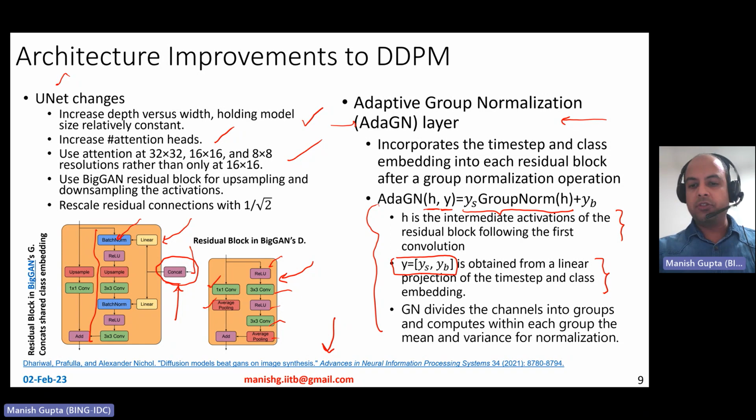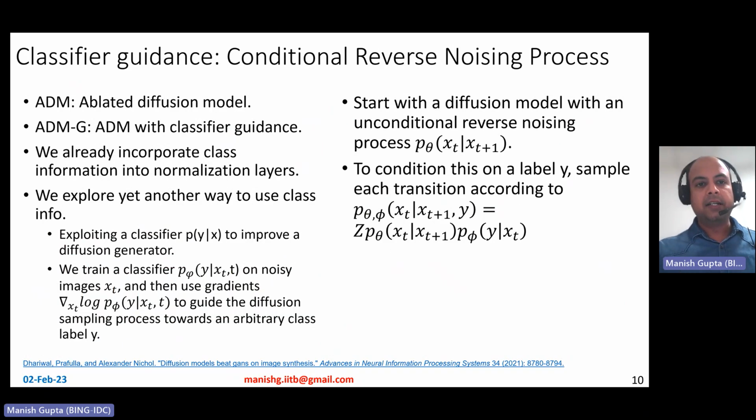Okay, now what is group norm? Group norm is essentially normalization using groups of channels. You take an image, it has several channels, you find groups of channels, and then you normalize within each group. That's called group norm. So you take h, apply group norm to it over groups of channels, then multiply by ys and add yb. That is what is called ADA-GN, or adaptive group normalization, which they have introduced into the unit architecture. This gives them super awesome results. They call their overall architecture with ADA-GN the ablated diffusion model.